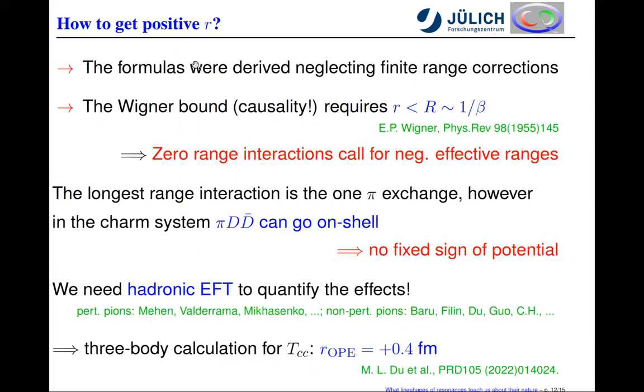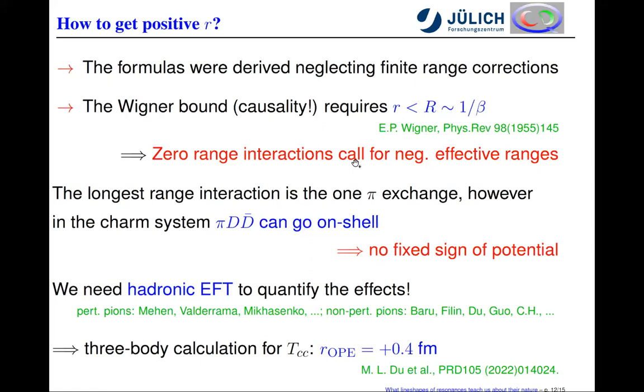Well, as I explained to you extensively, all the Weinberg formulas were derived neglecting finite range corrections. There's a famous bound already derived in 1955 by Wigner, which is called the Wigner Bound, and is a consequence of causality, which requires that positive effective ranges need to be at most of the order 1 over beta, which is the range of forces. Effective ranges larger than the range of forces and positive violate causality. Therefore, if I start from a model where I basically assume that exchange particles are infinitely heavy, I should only get at most a 0 effective range. Therefore, to get effective ranges that are positive, one has to invoke a model which actually includes the range corrections explicitly.